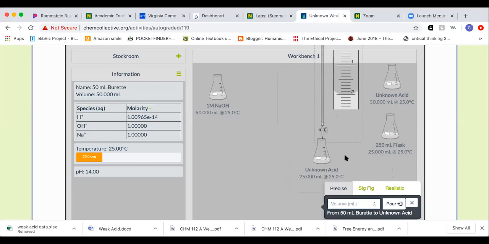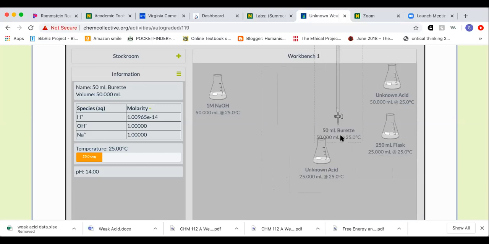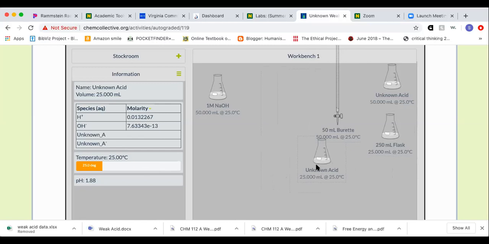And so what you'll notice here, all right, so let me disconnect this again. All right, if you click on the acid itself, over here it gives you the pH of the acid.